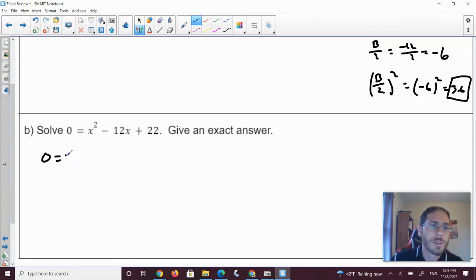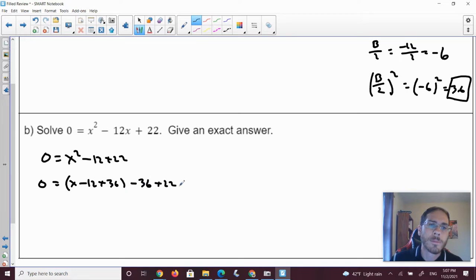In that case, we say 0 equals x squared minus 12x plus 22. And then I've got to go ahead and get this 36 in there somehow. So remember, what we want to do is both add and subtract that 36. So I'm going to add and subtract the 36 that I have over here. Again, if I was starting from scratch, I would still have to do all of this work first. But you can see I got plus 36 and minus 36.